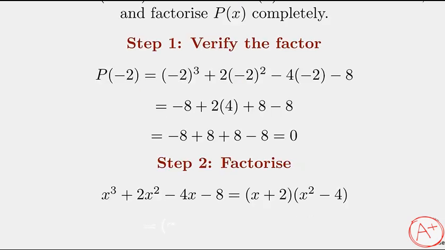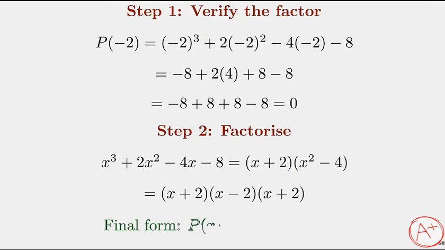Notice that x squared minus 4 is a difference of 2 squares, which factorizes into x minus 2 and x plus 2. So, the polynomial has a repeated factor.